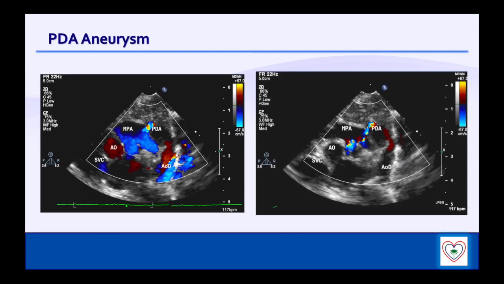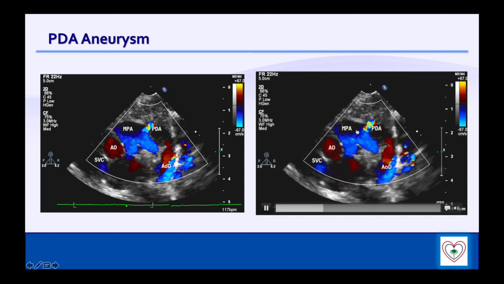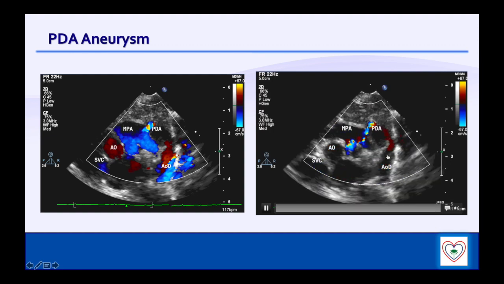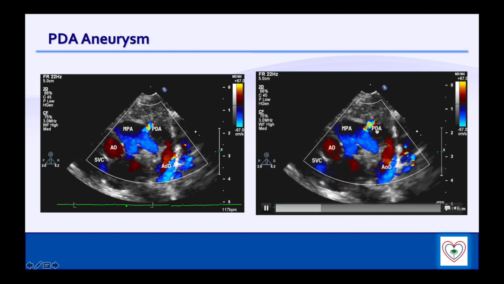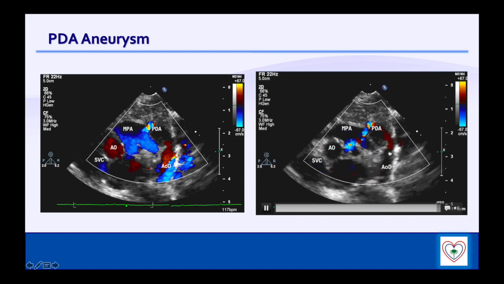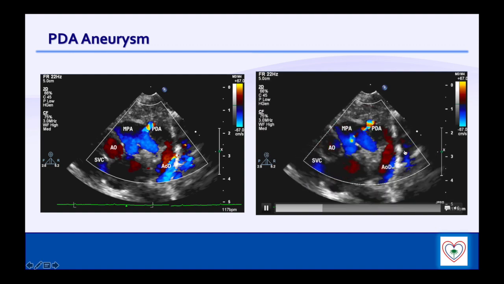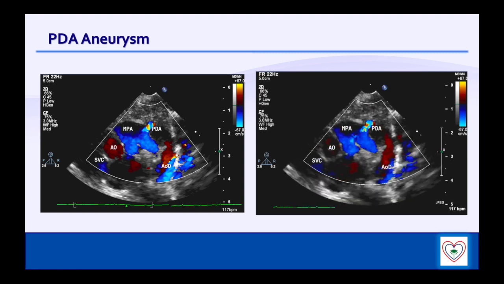PDA aneurysm. If you notice here, this is the aorta, this is the main pulmonary artery, this is the descending aorta, and usually the PDA is in between, from the aortic arch to the main pulmonary artery. But here you notice that there is a large PDA, and the size of the PDA is as big as the aorta. So this is a PDA aneurysm, and it is one of the types of PDA, and it has a high incidence of thrombosis, and it may cause some complications for the neonate.